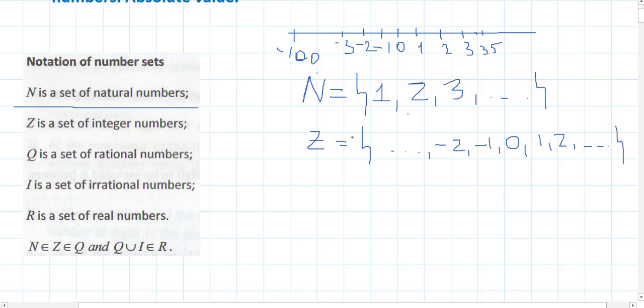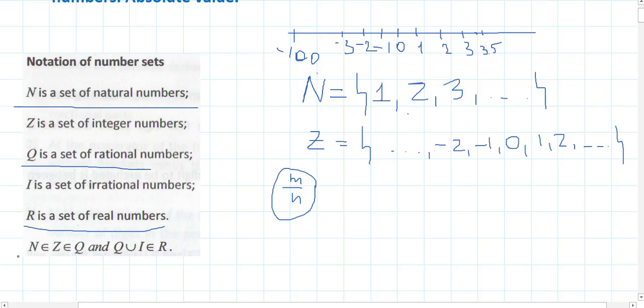So we can write the set of integer numbers with this notation. So next one, it is Q. It is the set of rational numbers. Rational numbers are numbers that we can represent as m over n. This is the set of all rational numbers. I is the set of irrational numbers, which you cannot represent in this form, and R is the set of all real numbers. So we denote this by R.